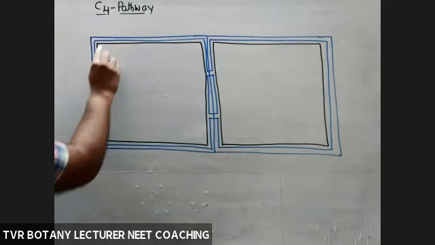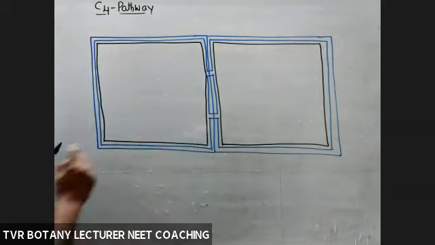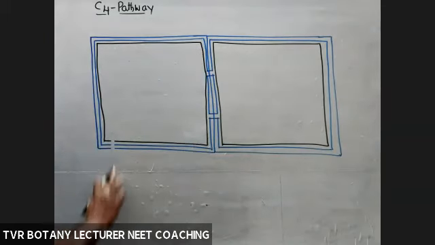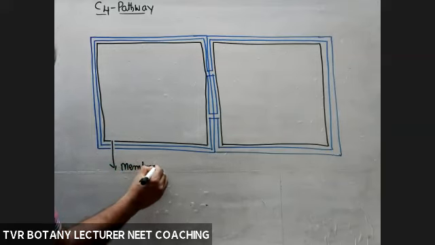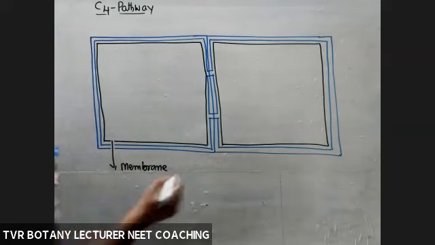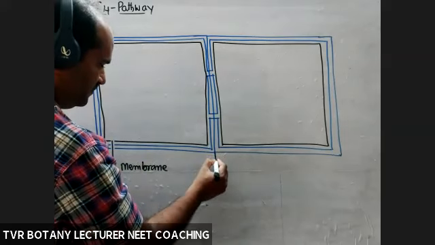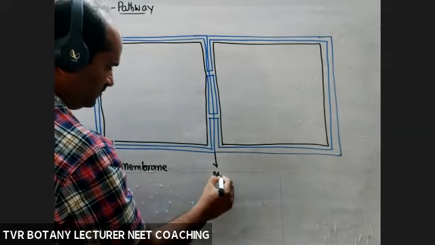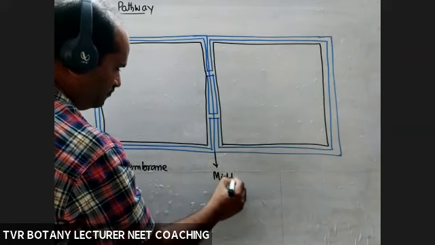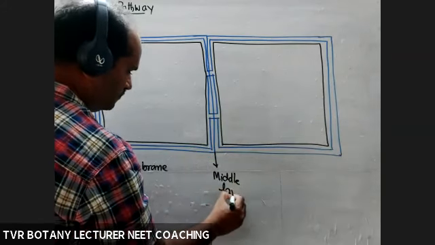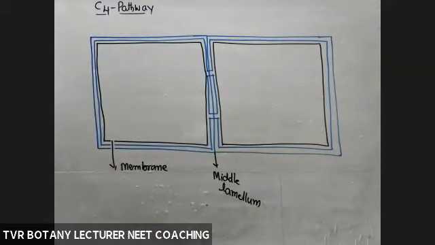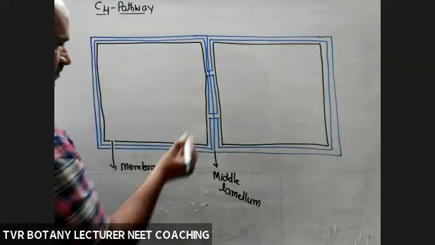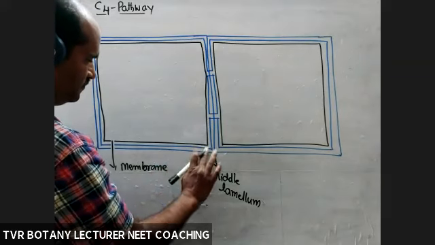Okay, so this black colored one is a plasma membrane. So right here, this black colored one is a membrane. Okay, and this one is a middle lamella. That is middle lamella, and the primary wall. This one is a primary wall.